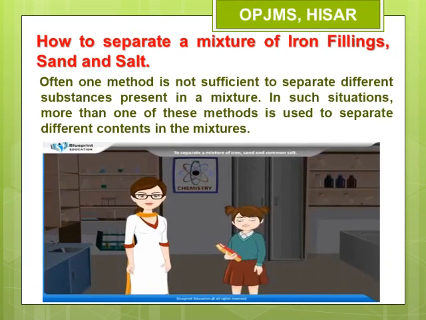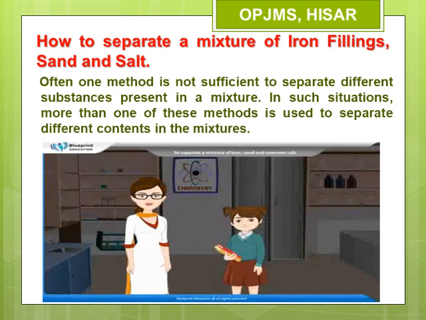Madam, how will you separate the components of a mixture of iron, sand and common salt? A mixture of iron, sand and common salt can be separated using different methods based on their unique properties. Iron filings get attracted towards the magnet, and salt can be dissolved in water. Sand particles can be easily separated from a salt solution using a filter paper.